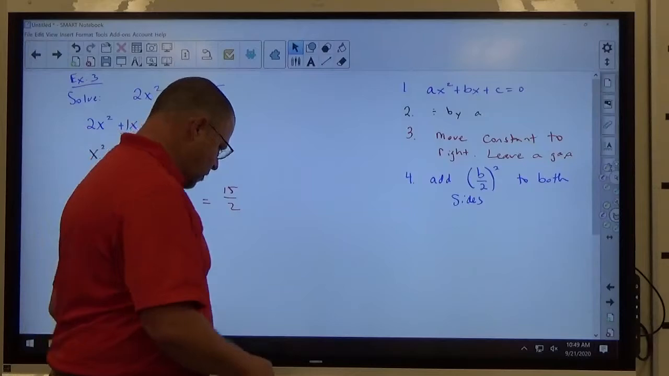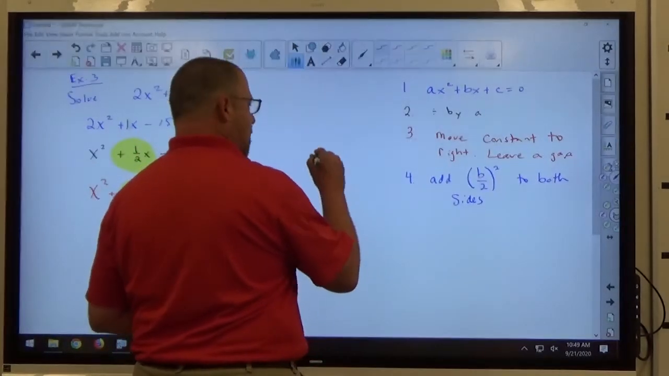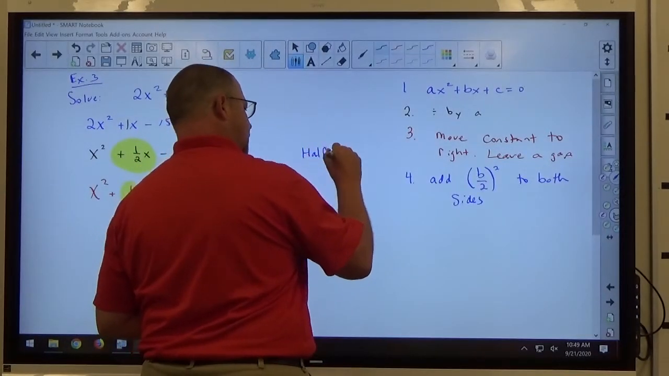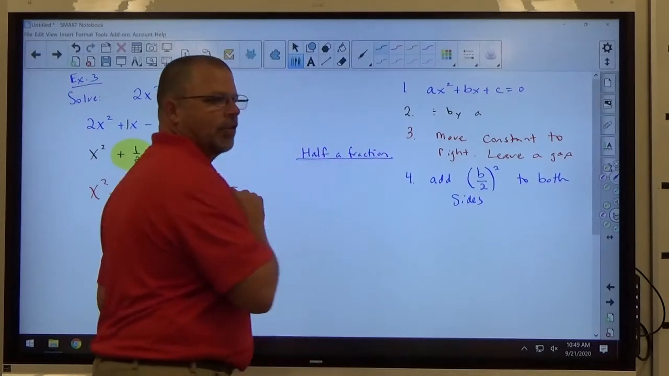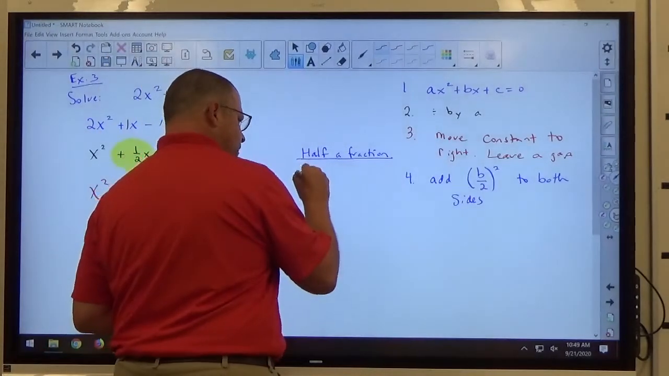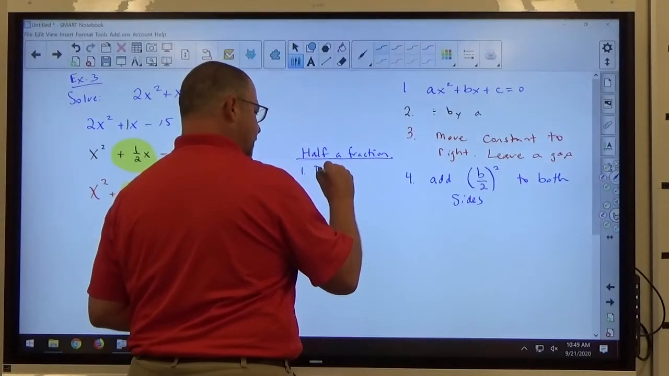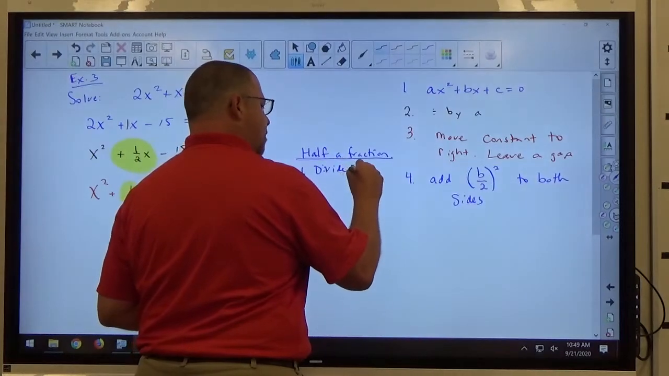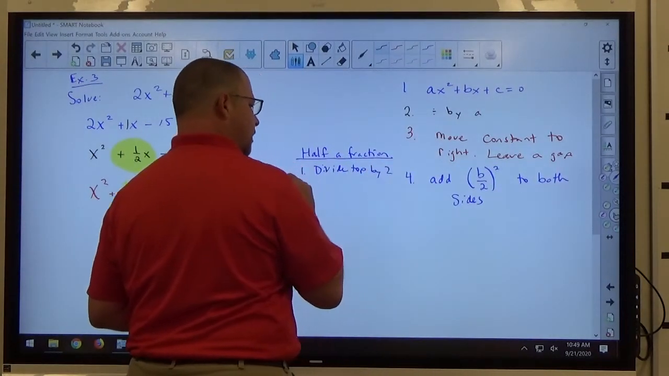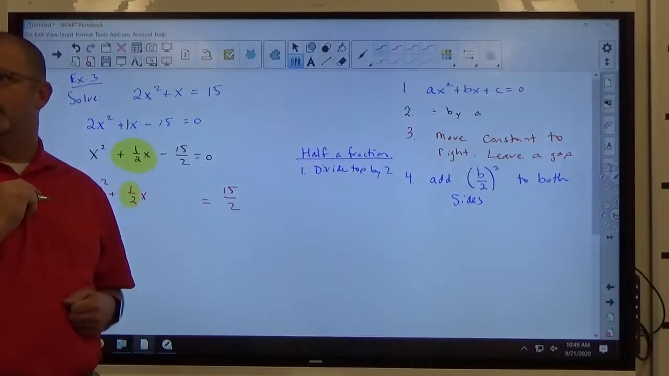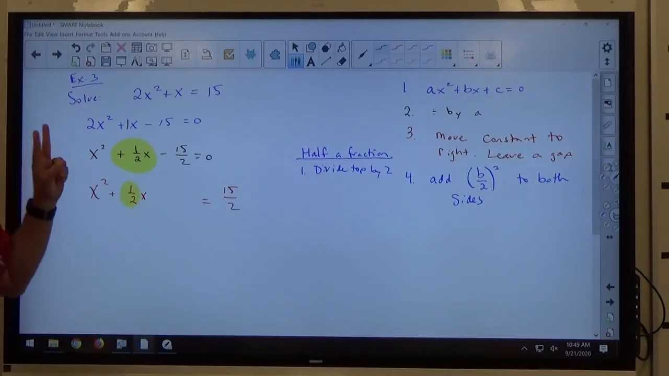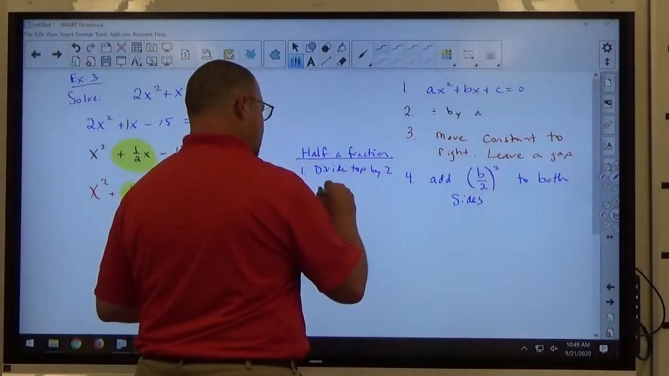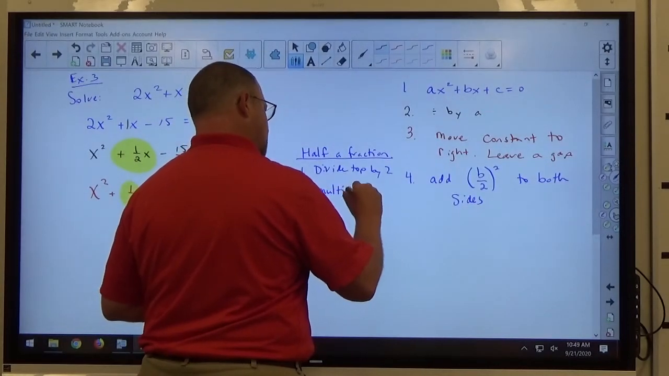So I'm going to put a little disclaimer on this step here. I'm going to say to take half a fraction, you have 2 options to make half a fraction. Option 1 is divide top by 2. If it works, that's the way to go. Does 1 divide by 2 evenly? No. So option 1 failed on this one. So option 2, multiply bottom by 2.